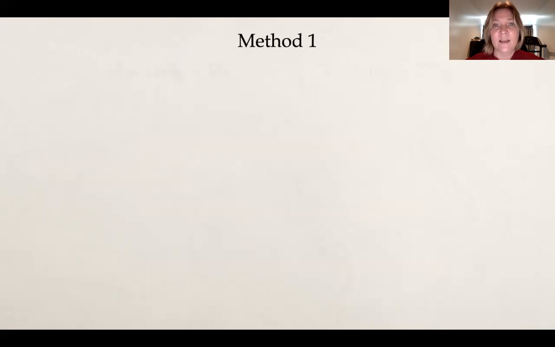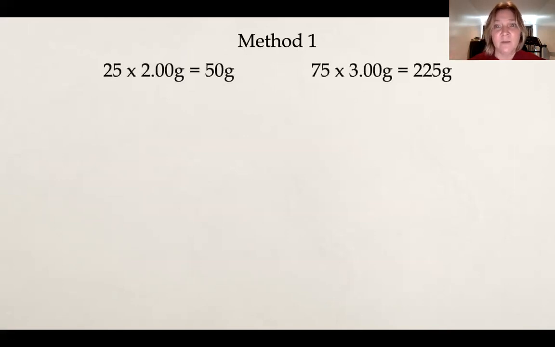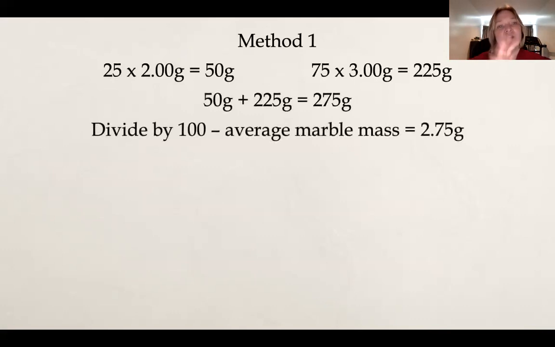So there are 2 different ways to determine the average atomic mass. You can either do the one that I just showed you. So you take the percentage times the mass and you add those 2 together and then divide by 100. That gives you the average atomic mass. So with the marbles, you've got, again, 25 times 2 grams. So the total mass for all of the 2-gram marbles is 50 grams, and the total mass for all of the 3-gram marbles is 225 grams. So the total of all of the marbles in their percentages is 275. So you divide that by 100 and you get the average, which is 2.75.